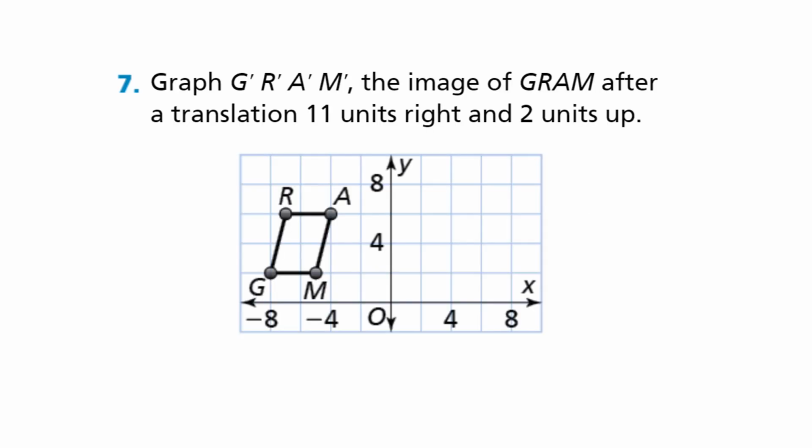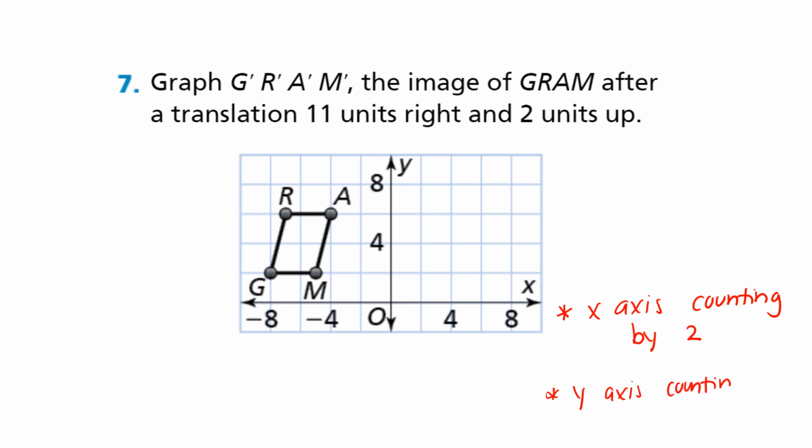For number 7, graph G prime, R prime, A prime, M prime, the image of GRAM after a translation 11 units right and 2 units up. Normally, we would simply count our squares, 11 right and 2 up, but it's important to note that on this axis, the x-axis is counting by 4s, or by 2s if you look at the unlabeled lines. Same thing with the y-axis. The y-axis is also counting by 2s.